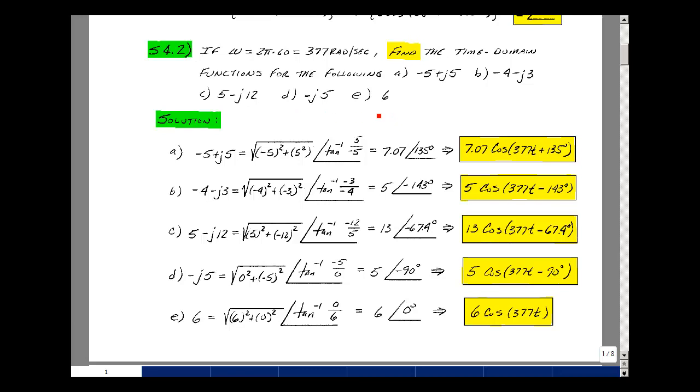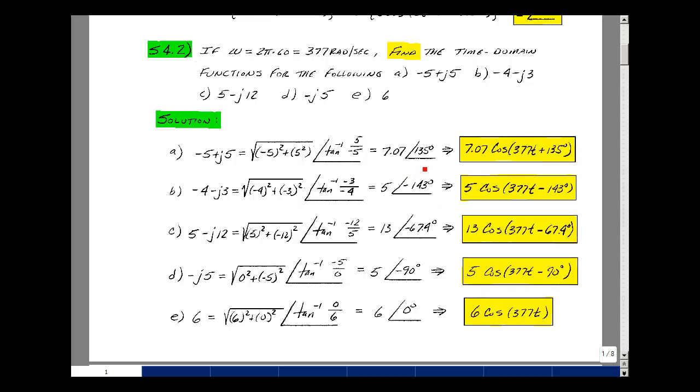Because these are in rectangular form, we have to convert them to polar form to transform back into the time domain. -5 plus j5, we'll take the square root of the real part squared plus the imaginary part squared to get the magnitude. That turns out to be 7.07. The angle is the arctangent of the imaginary part, which is 5, over the real part. And that turns out to be 135 degrees. We can check that with our function here. We have something that's in the second quadrant, and so that's consistent with that.